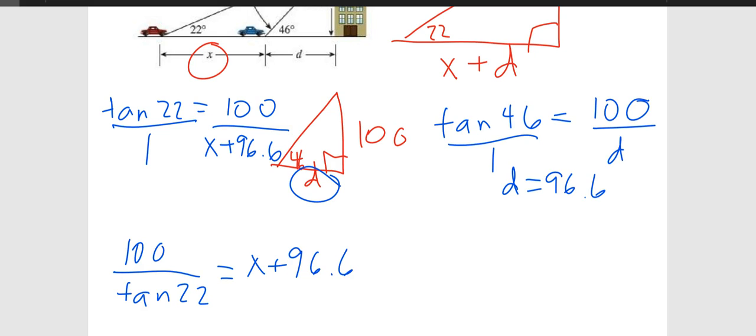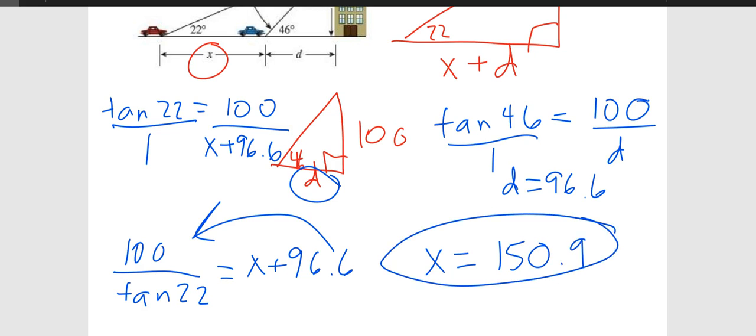Using our handy dandy machine, 100. Make sure you type 100. Divided by tan 22. Did I forget something? Okay. Minus 96.6. So when we brought that to the other side, what did we get for x? 150.9. All right. Nice.